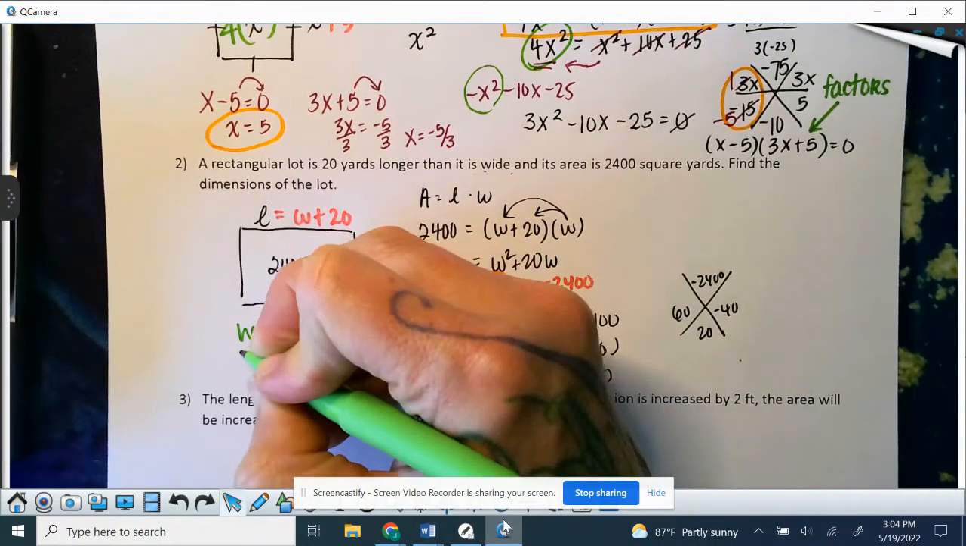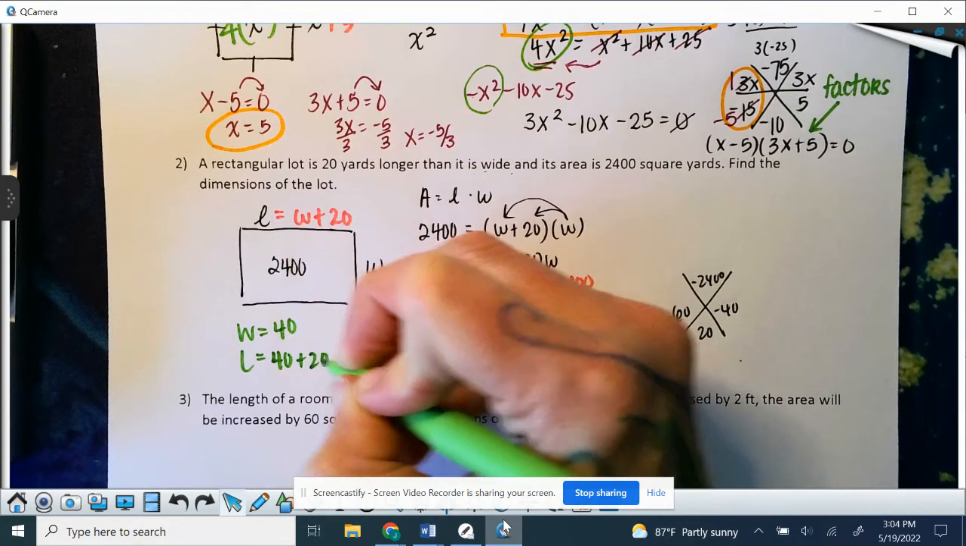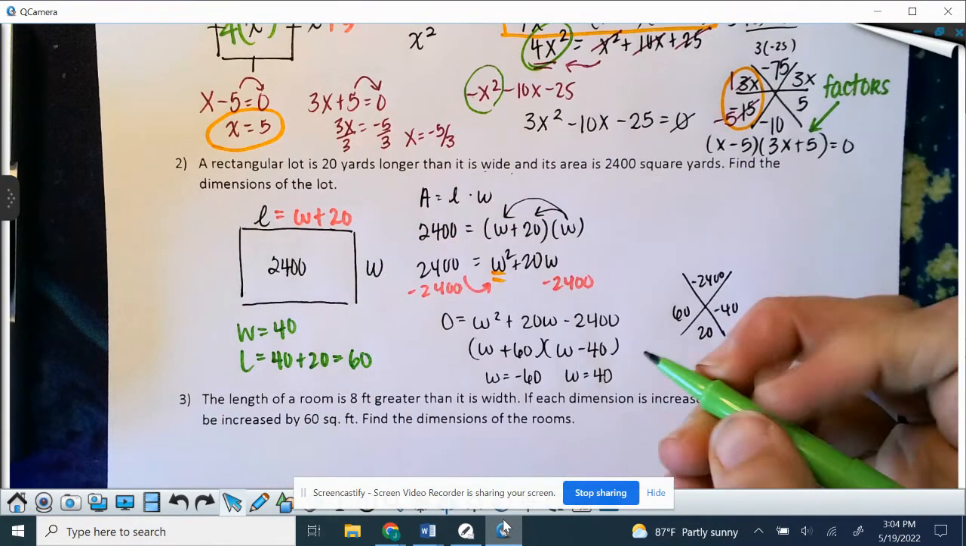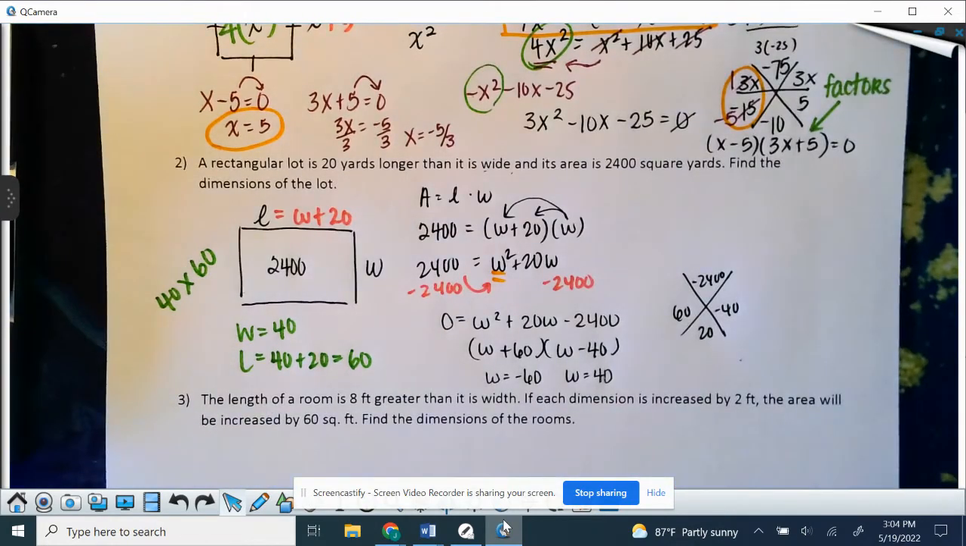And then the length is our width plus 20, so 40 plus 20. So our length is 60. So it's a 40 by 60 rectangle when we're done with that.